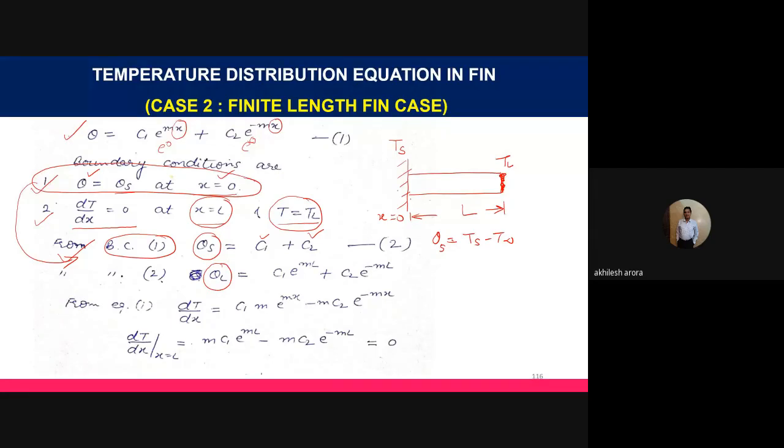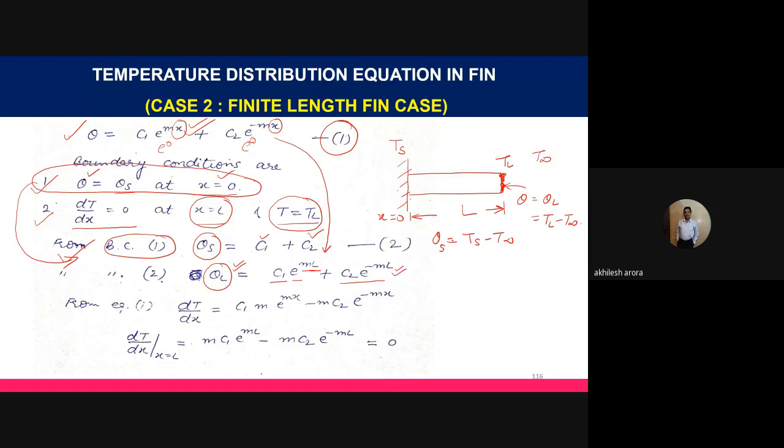So I can write, because the temperature here is TL, and here it is T infinity, at this point theta will be equal to theta L, which is nothing but TL minus T infinity. So I can write theta L is equal to, from equation number 1 only, this is the equation which I am using. So you can see it here. I have written theta L is equal to C1 e raised to power ml. So x is now equal to L, and here we get C2 e raised to power minus ml.